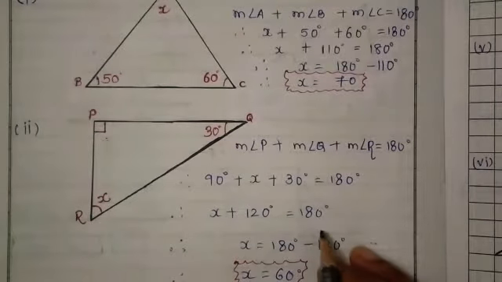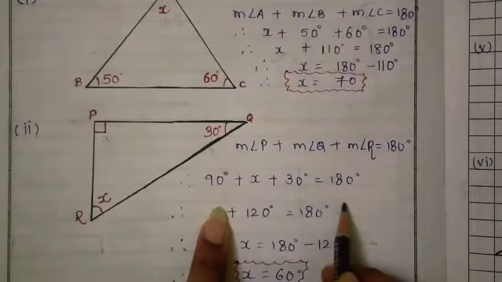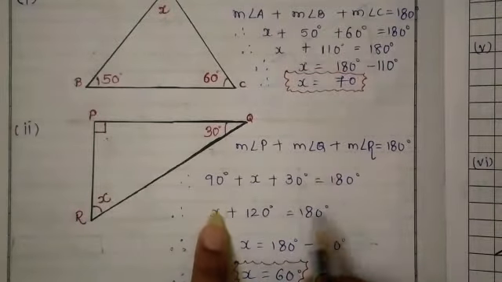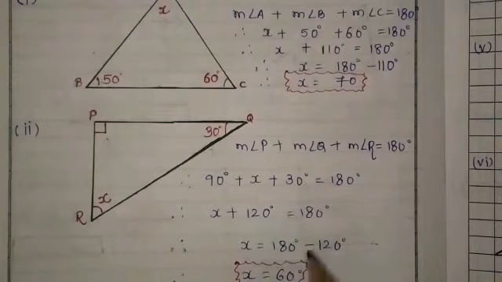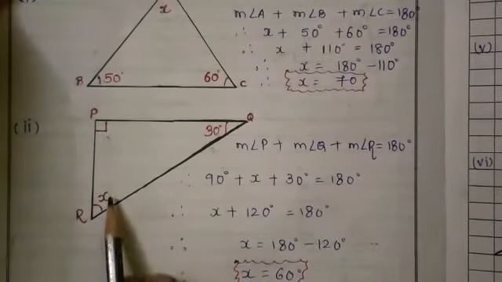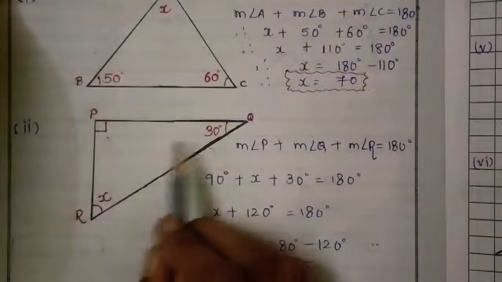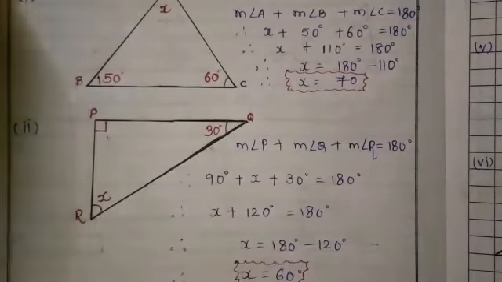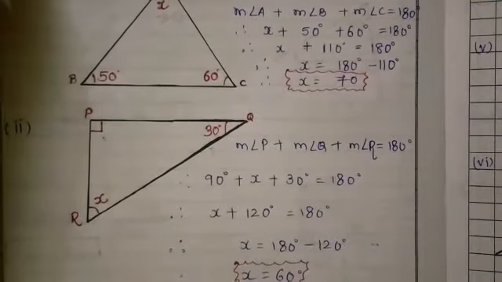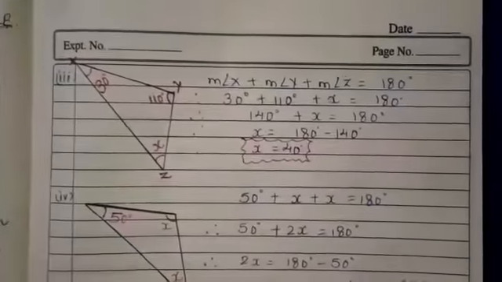Now in order to get the value of X, once again we have to transpose 120 to the right hand side, and while on transposing it will become negative, and on subtracting you will get the value of X is 60. So this value of X turns out to be 60. You can verify your answer. 60 and 30, 90, 90 and 90, 180. So yes, your answer is absolutely correct. Now let's move on to the next question.